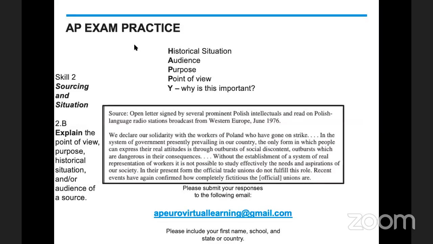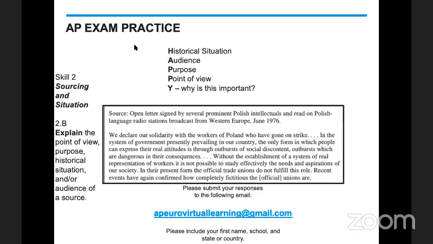And so, very much like what Todd did earlier in the lesson, I also have a Polish document that's from an old DBQ from 2014, I think. And it's during this time period in the second half of the 20th century. The prompt had something to do with the causes of workers' movements during this time. And so we have an open letter signed by several prominent Polish intellectuals and read on Polish language radio stations that are broadcast from Western Europe in June of 1976. Let's just read it together.